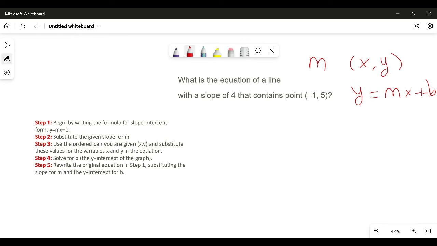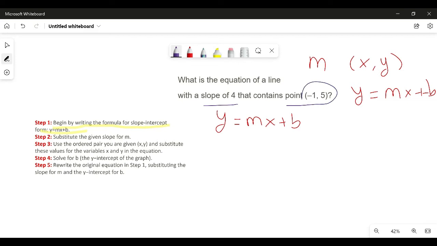Step 1, begin by writing the formula for slope-intercept form. Oh, we did it. We did step 1. Y equal, let's do it again, mx plus b. Very good. Remember, I have a problem here. It says, what is the equation of a line with a slope of 4 and contains point (-1, 5)?